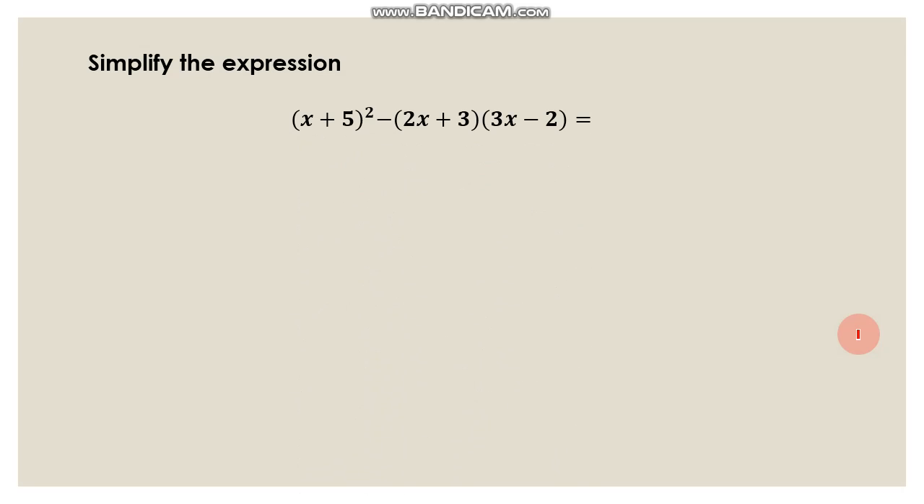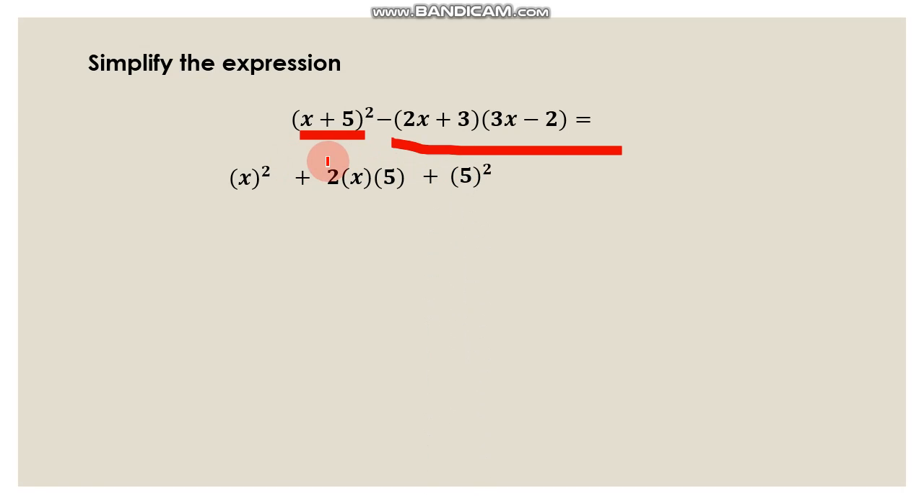Simplify the expression. The first term is the square of a sum. The second term can be found using the FOIL method. So observe. Since the first term is the square of the sum, follow the pattern. Square of the first term, twice the product of the two terms, and square of the last term.